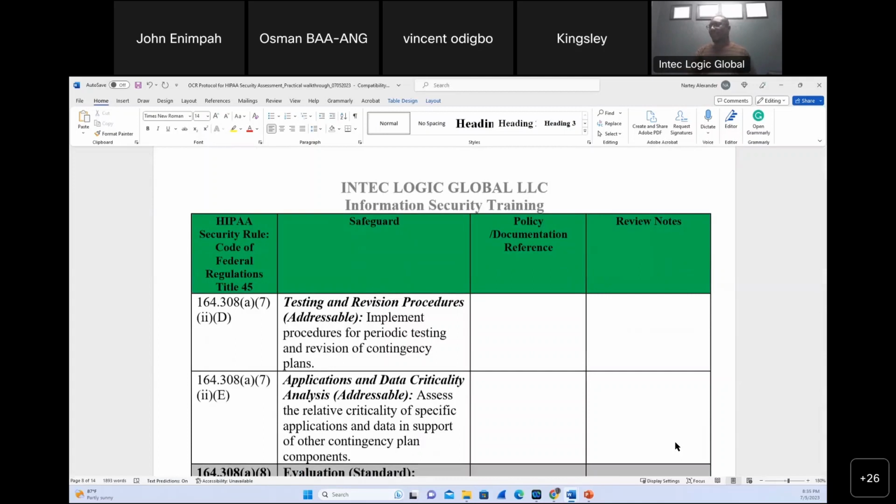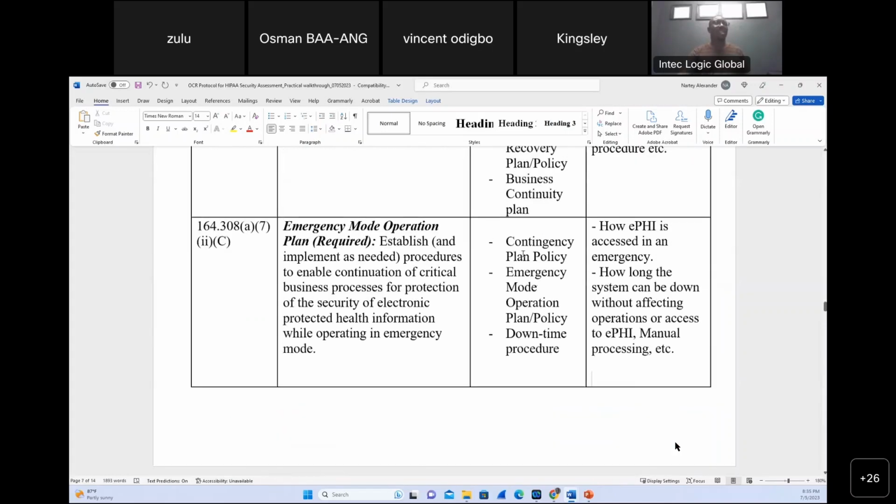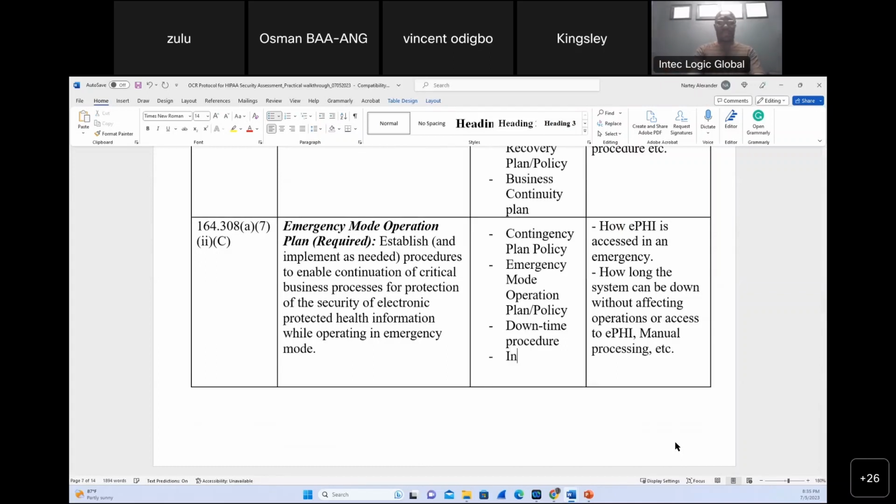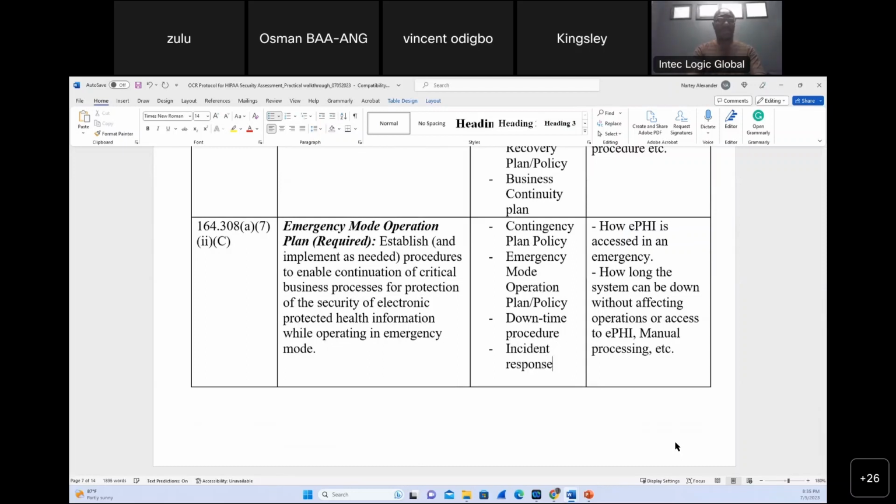Good. Zulu, your hand is up. I wanted to ask, can we ask also for the incident response policy? Incident response, yeah, I think most of the time the contingency plan covers the incident response policy, but yeah, they can have that one too in there. I agree with that. Good. Can have it in there.